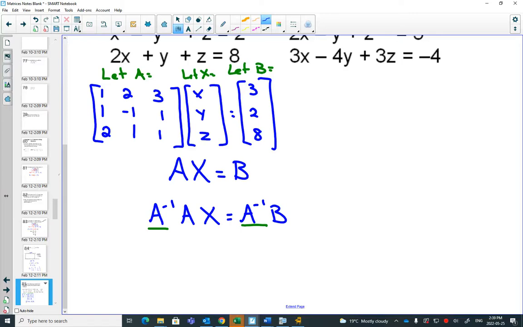An identity matrix times any matrix that's possible. So here, A times A inverse will give us a 3 by 3 identity matrix. And that 3 by 3 identity matrix times the 3 by 1 is possible. And it will just be X, Y, Z. So in the end, this side will just become X.